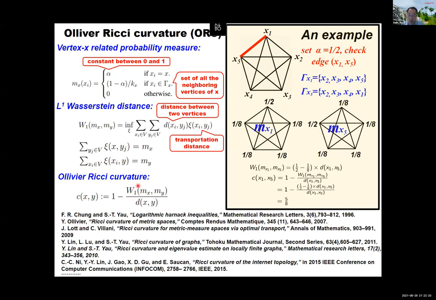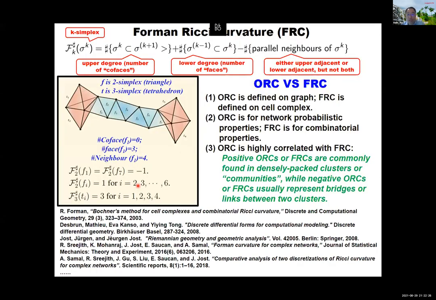And then Forman-Ricci curvature is a more combinatorial type of curvature. So you have the upper degree, lower degree, and then the adjacent atoms, and from these combinatorial representations, you can get the curvature on the simplexes. Very generally speaking, even though the Ollivier curvature and the Forman-Ricci curvature are different forms, they actually characterize very similar properties.